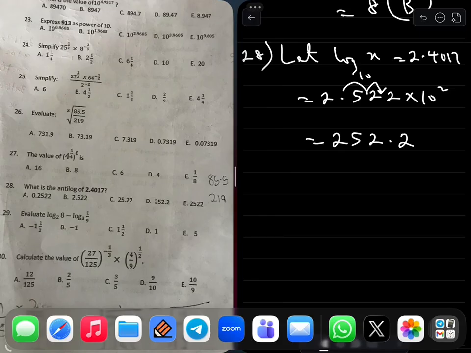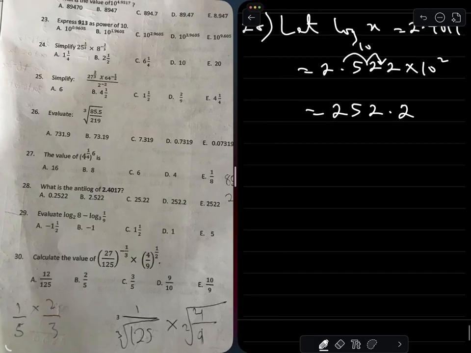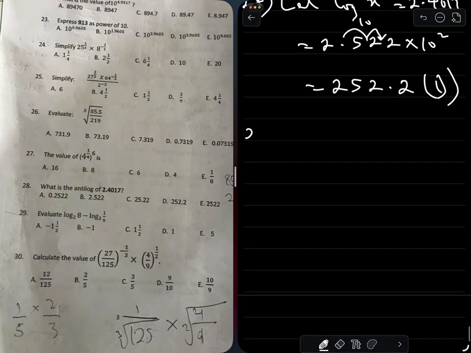And what's the option that matches that? That's number 28. 252.2. What's the option that matches that? D. Option D, beautiful. Now to 29.